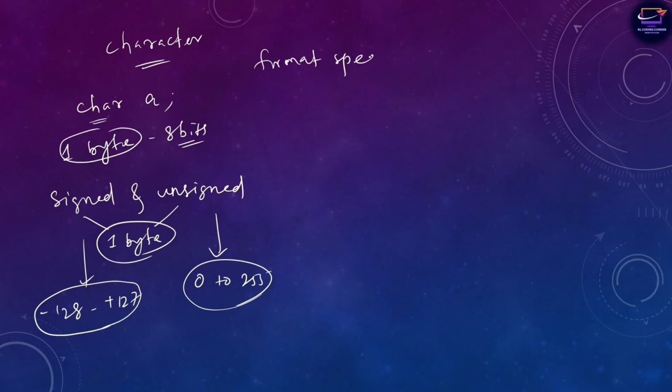For characters, we will use the format specifier percentile c within double quotation, right? Suppose I print c, printf percentile c, then 98. Then what should be the output? C. Percentile c means a character. We have to print a character in the output, right?